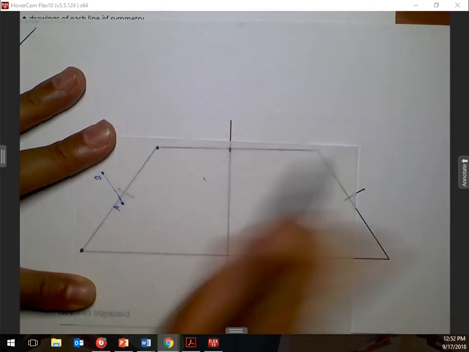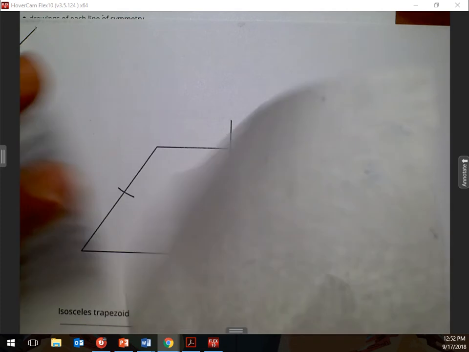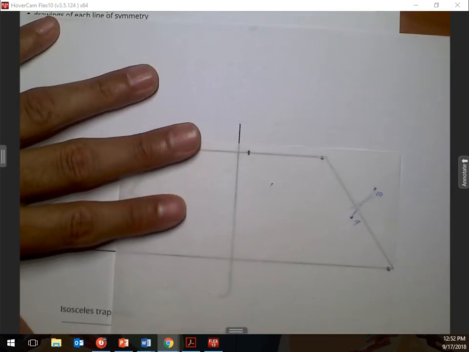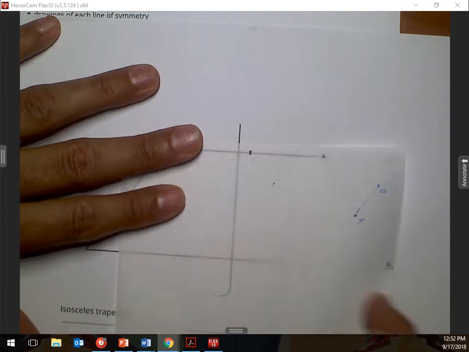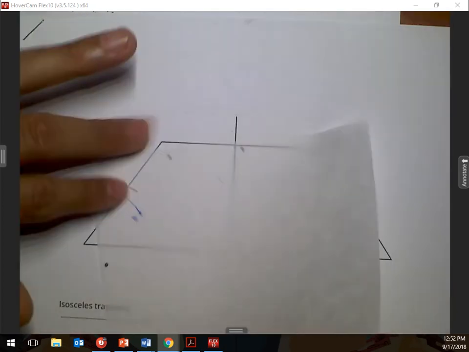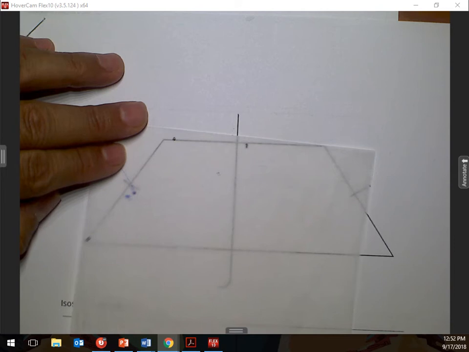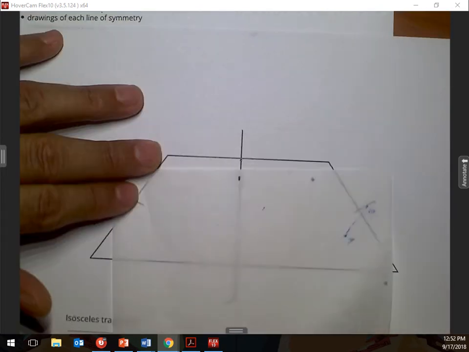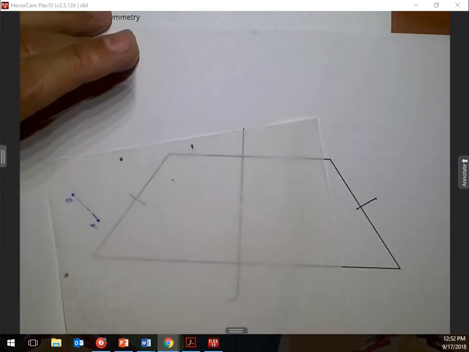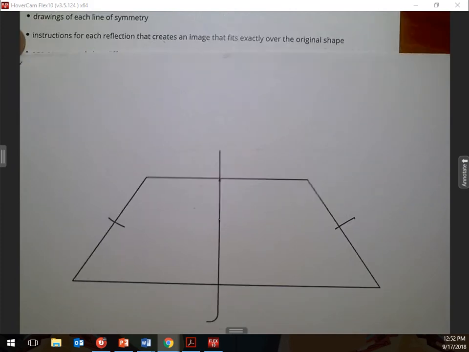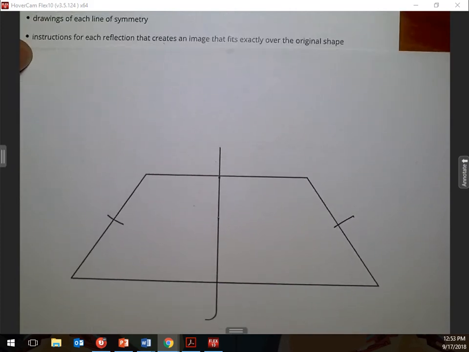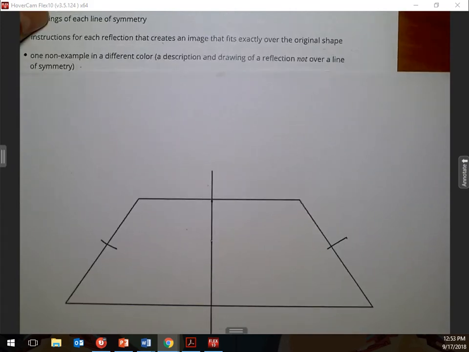So it's basically saying that when I fold it along that line right there, these should line up there. That's not perfect, but I estimated where it was. So I am folding it over, and I should get the same endpoints as I fold it over. Okay, so there's only one line of symmetry on that one. For each reflection that creates an image that fits exactly the original shape.